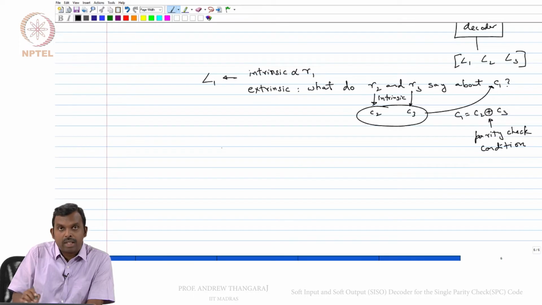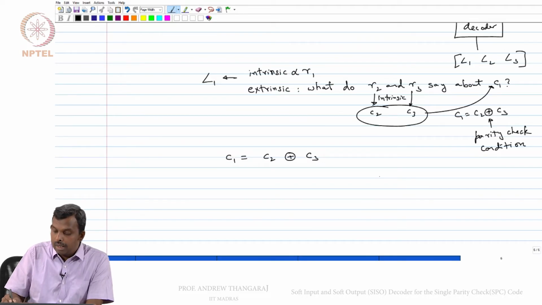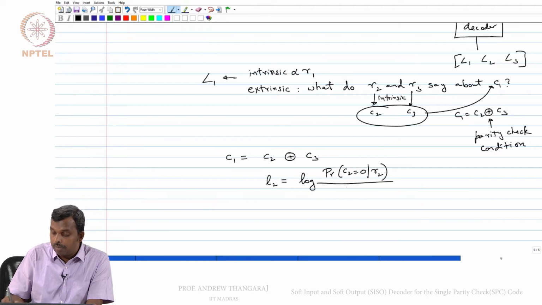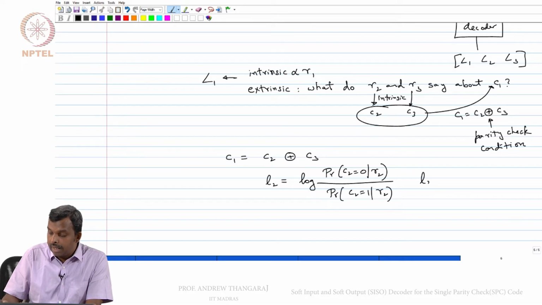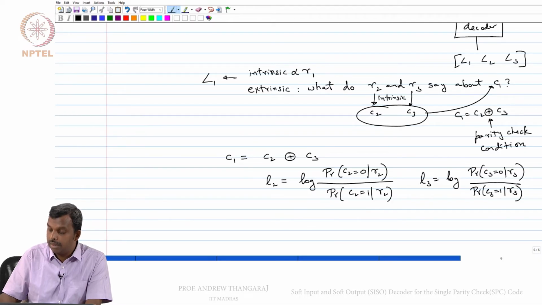So let me show it in a slightly different way here. I have C1 equals C2 XOR C3. And somebody tells me that L2 is the log of probability of C2 equals 0 given R2, divided by probability of C2 equals 1 given R2, and L3 is the log of probability of C3 equals 0 given R3, divided by probability of C3 equals 1 given R3. So this is given to me.